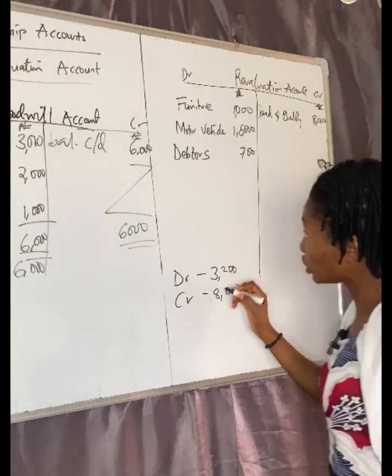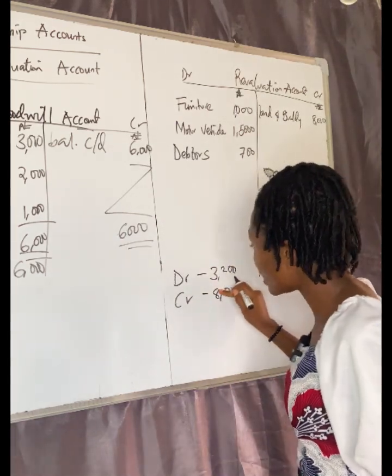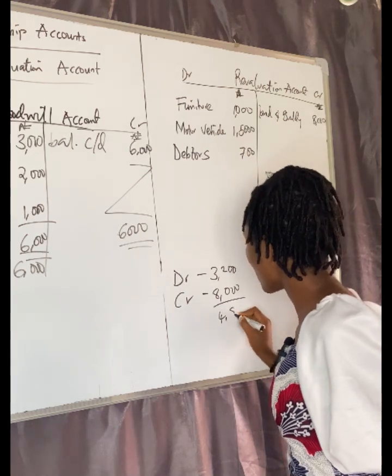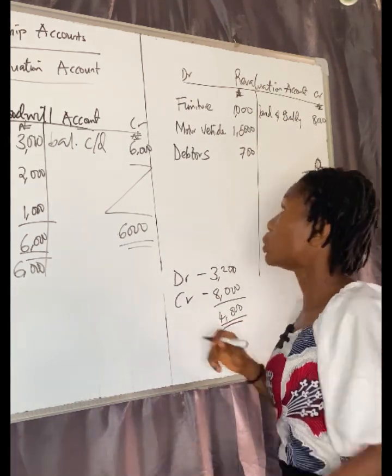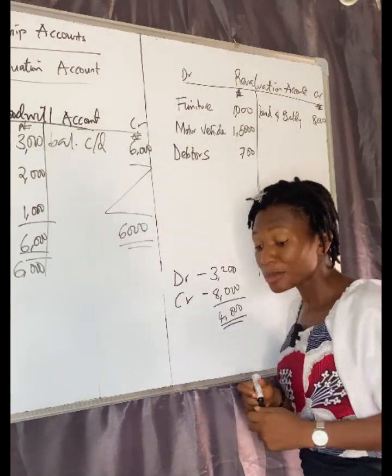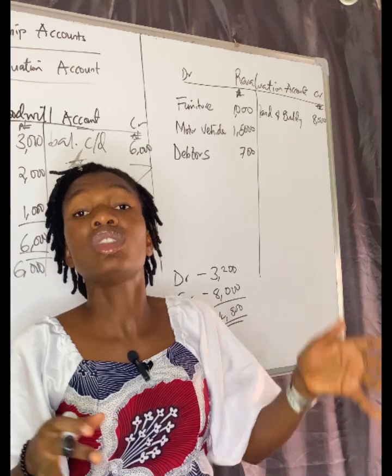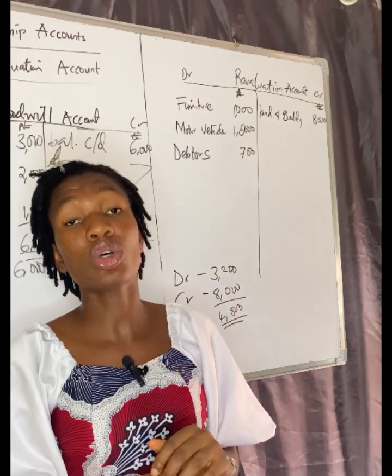And then what we are going to be using to balance the account is the difference. So 8,000 minus 3,200, we are having 4,800 naira, which is the amount we're going to be using to balance our account. But like I said, we are balancing this account by transferring the balance into the partnership capital account using the agreed profit or loss sharing ratio.